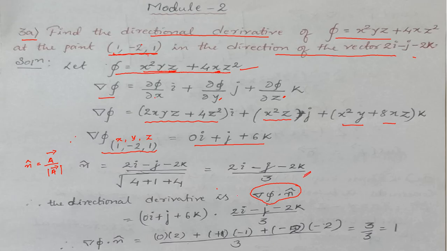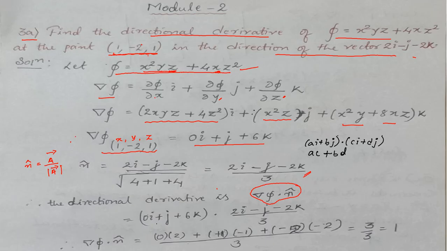So then the directional derivative is given by del phi dot n cap. Just substitute the values of del phi and n cap and go with the dot product. You should know the dot product meaning. If you consider ai plus bj dotted with ci plus dj, it is nothing but multiplying the coefficients of i, that is a, c, plus b, d. Just multiply the coefficients of i, j, k. So that is what the dot product is.